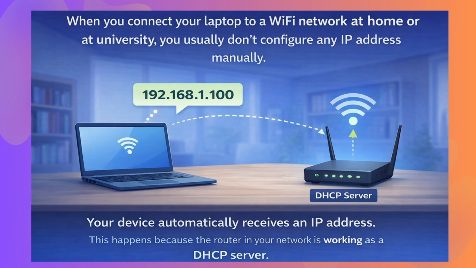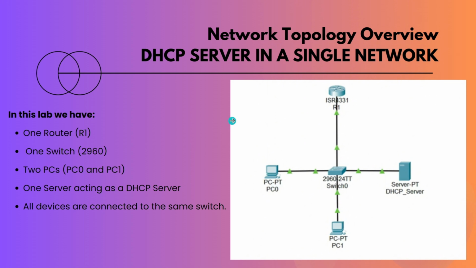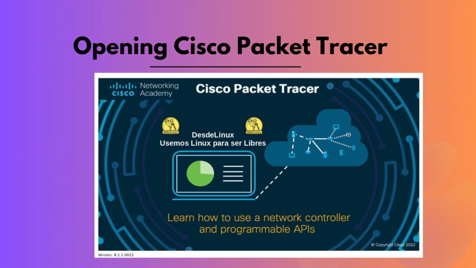Now let's look at the topology we will build. In this lab, we have one router, one switch, two PCs, and one server acting as a DHCP server. All devices are connected to the same switch. The DHCP server will assign IP addresses automatically to the PCs and another router interface. Now opening Cisco Packet Tracer.